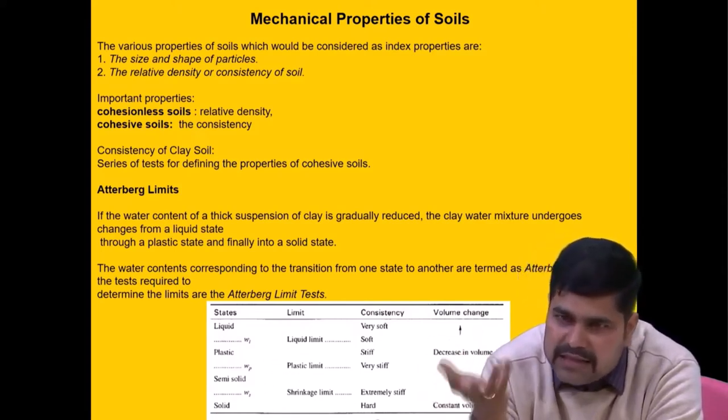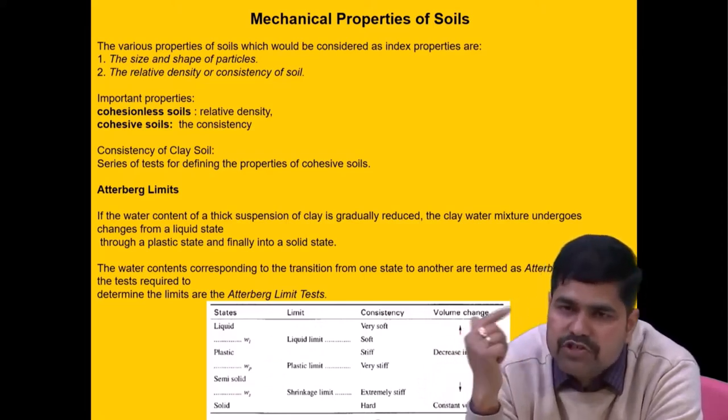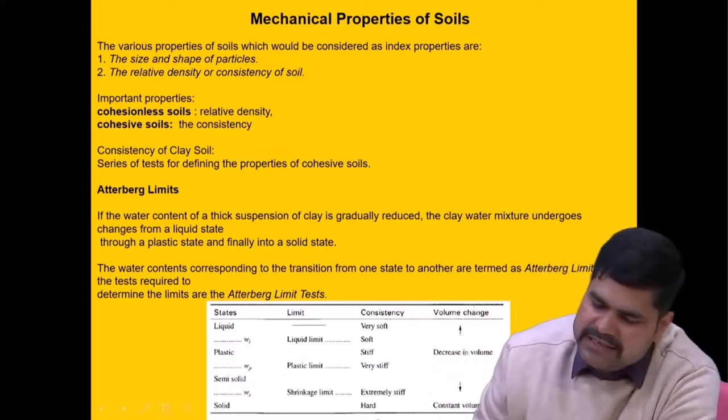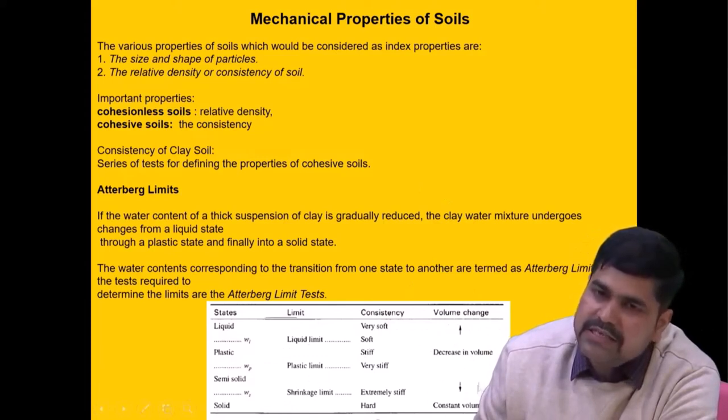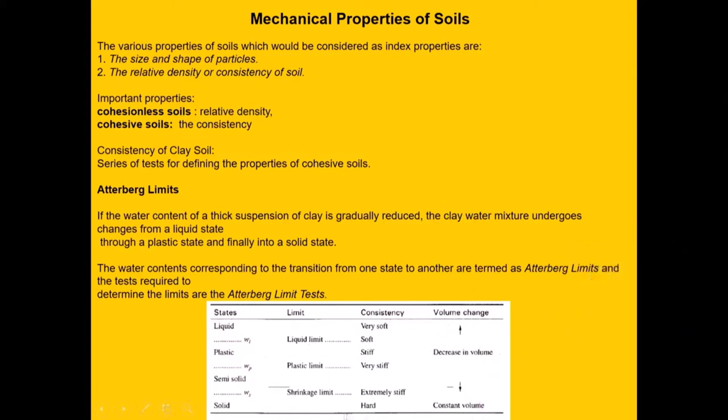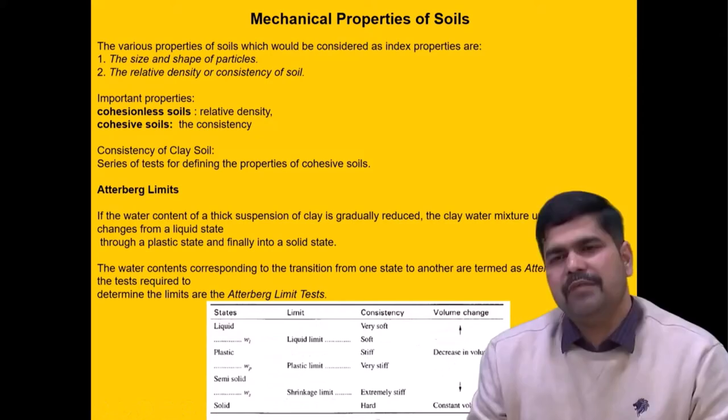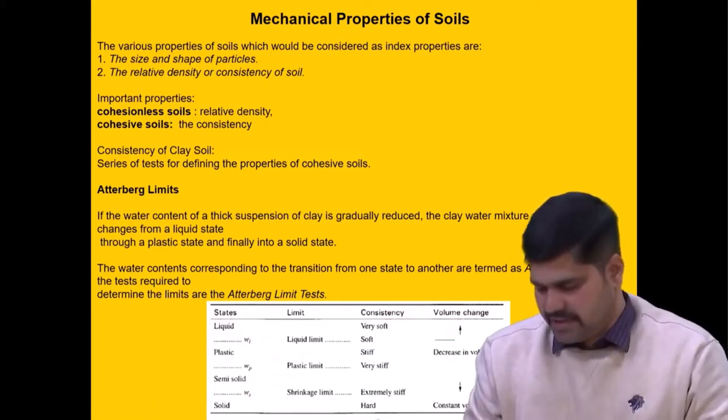So, if I heat the soil up and the moisture escapes, initially we have a decrease in volume, and after the shrinkage limit is reached, there will be no change in volume. So, before that there will be constriction in the volume, and after that the volume remains constant.